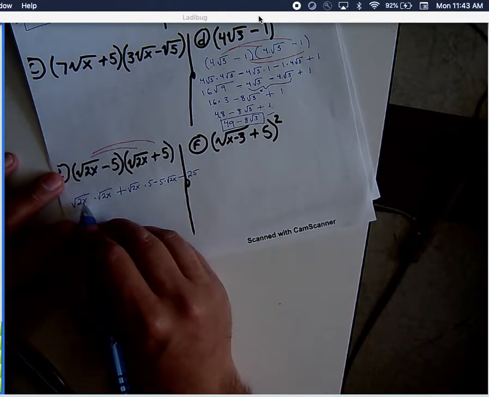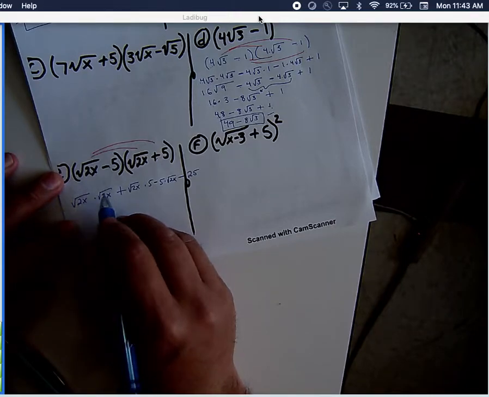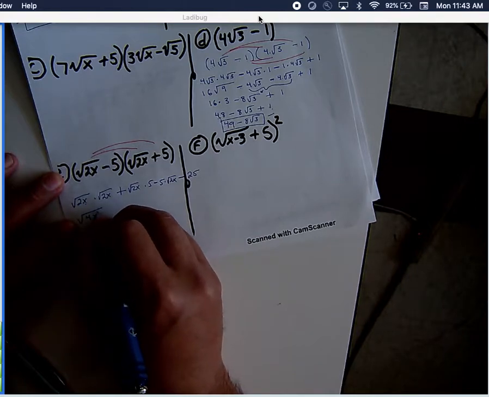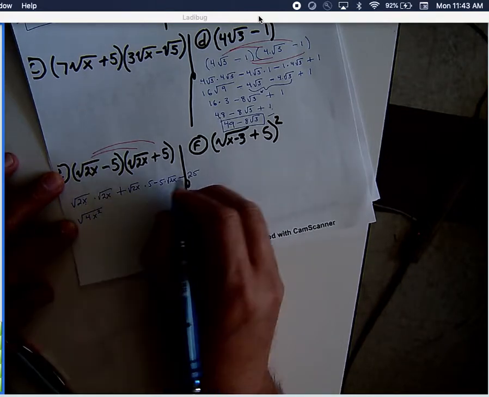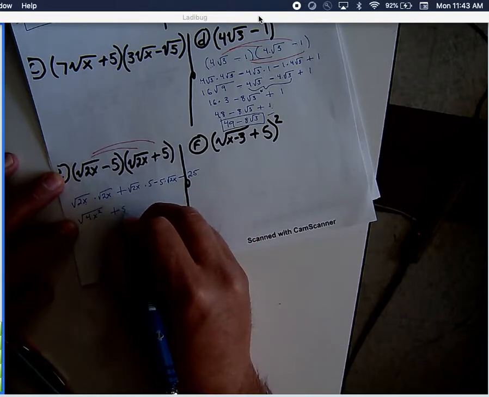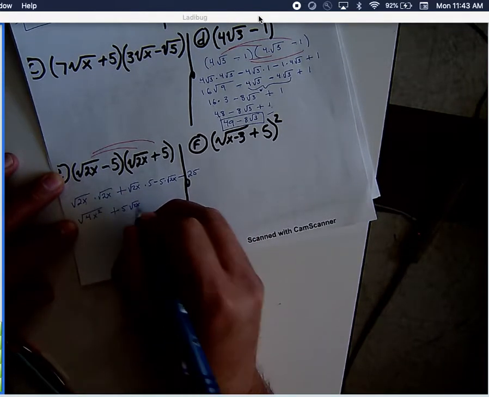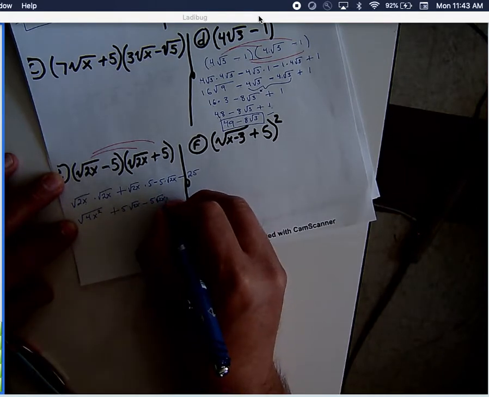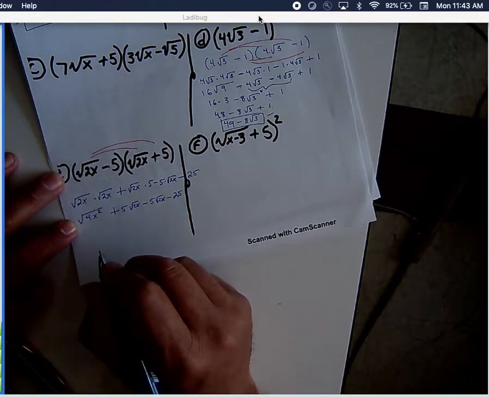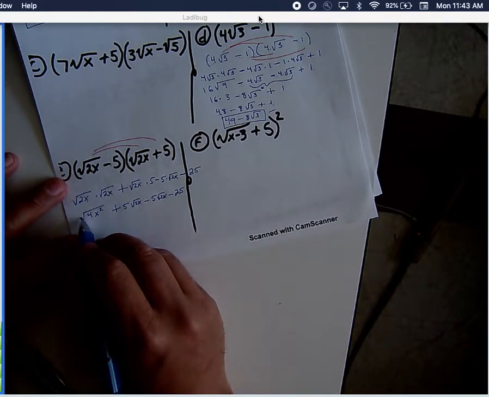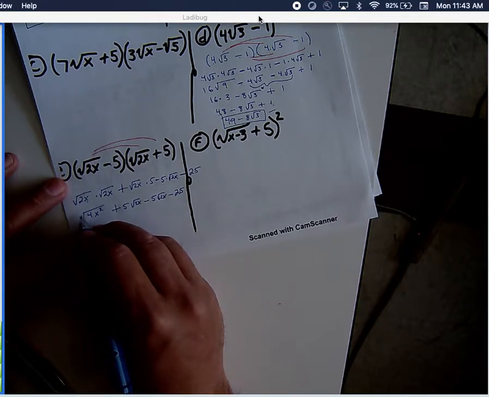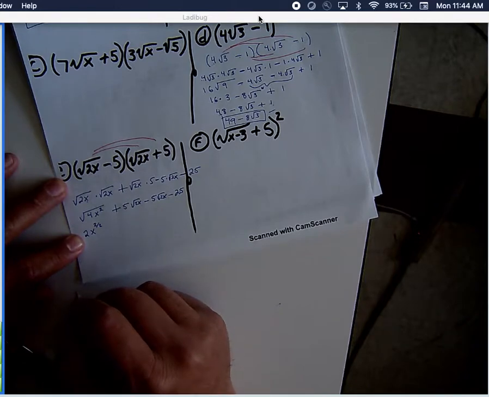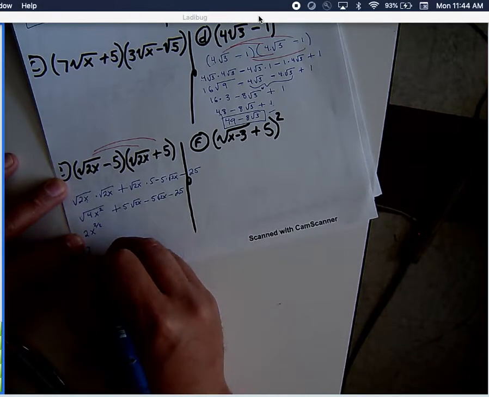So let's put these two together. They have the same index, so we can put them together. 2 times 2 is 4. X times x is x squared, like that. And then plus 5 square root of 2x minus 5 square root of 2x minus 25. So now let's simplify. Square root of 4, you know it's 2. Square root of x to the second power, remember this is 2 over 2, because that's a 2. So 2 over 2 would just be 1, so this would just become a 2x.